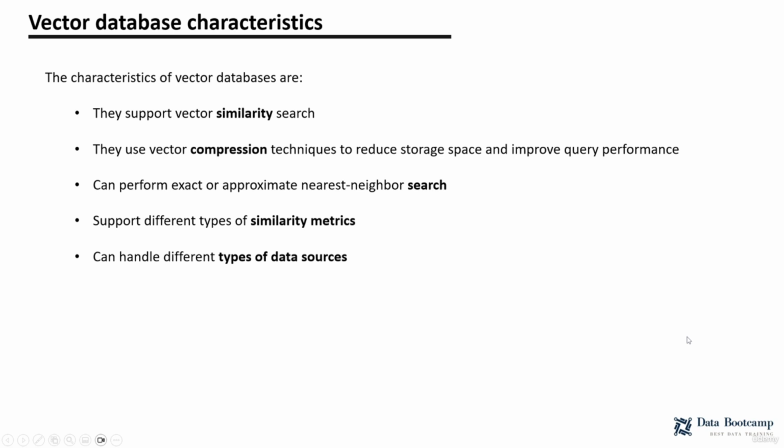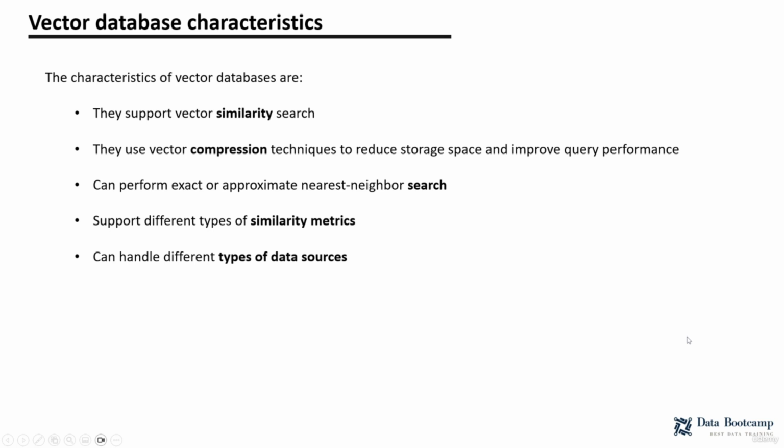Moreover, vector databases use vector compression techniques to reduce storage space and improve query performance. Another key feature of these databases is their ability to perform an exact or approximate nearest neighbor search, depending on the desired balance between accuracy and speed. Exact nearest neighbor search offers perfect result or similarity, but it can be slow, especially with large data sets. Conversely, approximate nearest neighbor search utilizes a series of algorithms to accelerate the search, potentially at the expense of result accuracy.